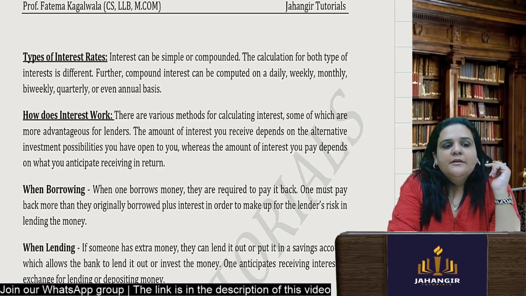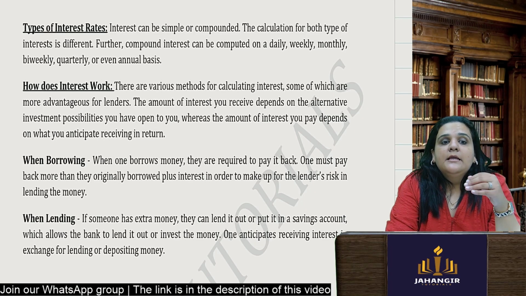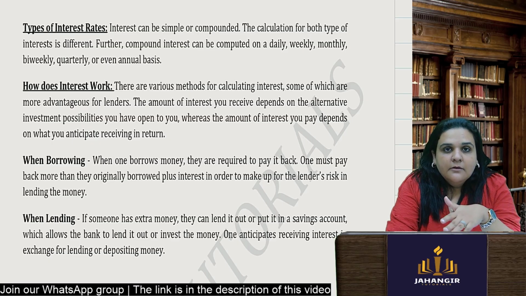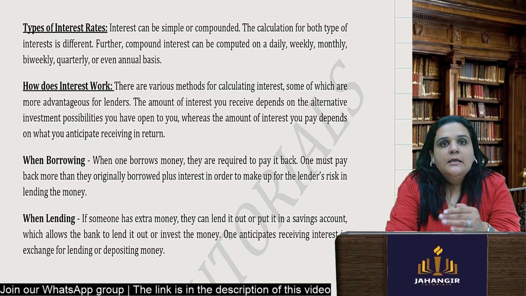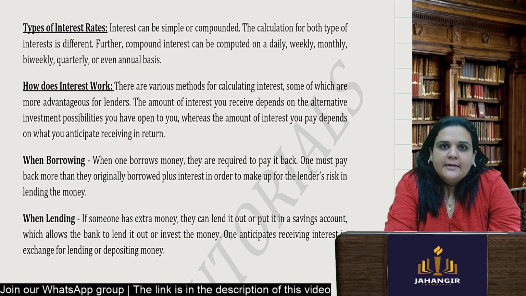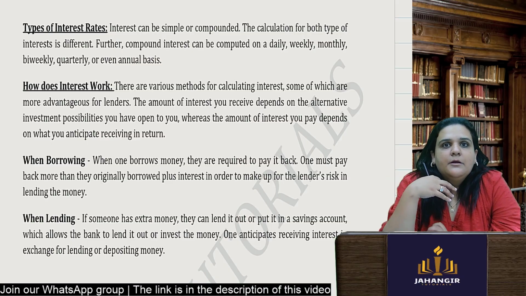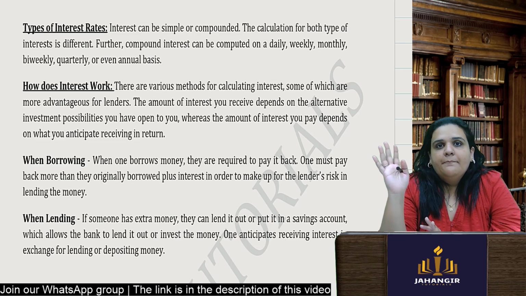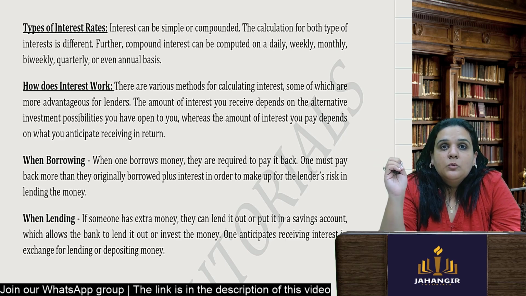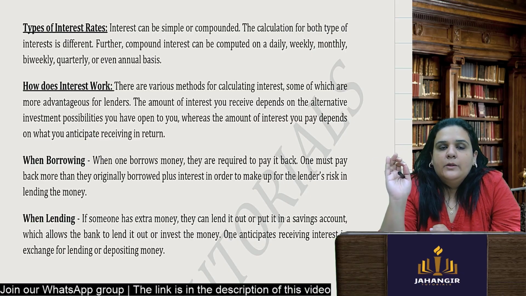Now, types of interest rates: simple interest or compound interest. Compounding means interest can be computed weekly, monthly, half yearly, quarterly, annually, etc. There is a formula to find it. We will see it at the executive level; simple interest and compound interest is like a full chapter in itself. You have to know the entire value of your money some years down the line if you are investing or borrowing, whatever you are doing.